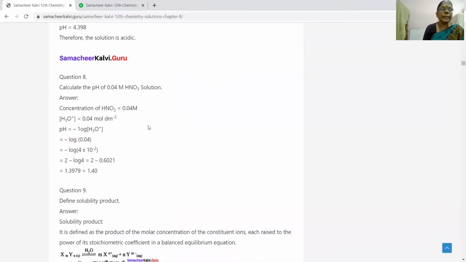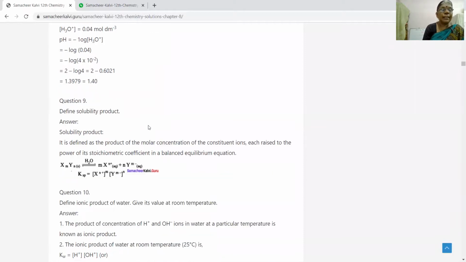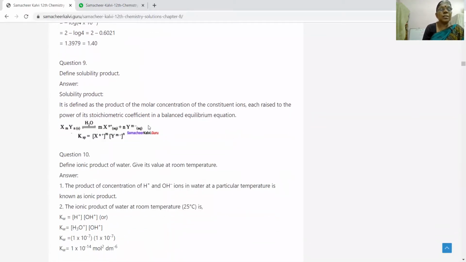Next is question number 8. Here also the same type of problem is given, and you are going to calculate the pH value of nitric acid, HNO3. Do it the same way as the previous ones. Then we will pass on to question number 9.